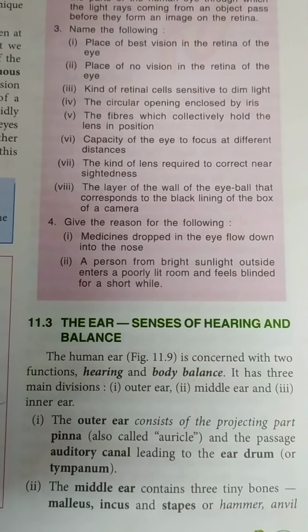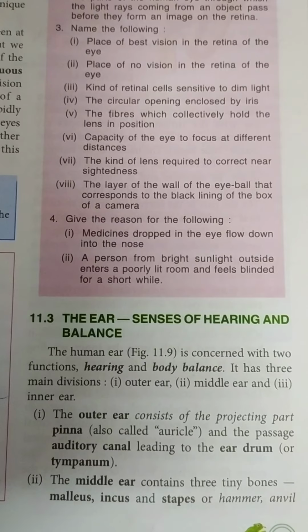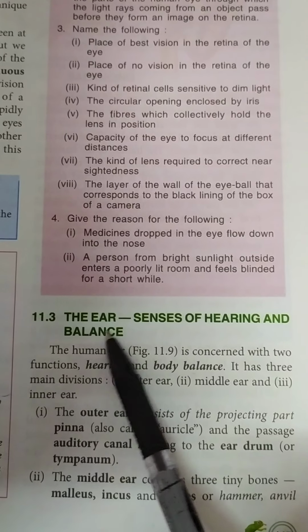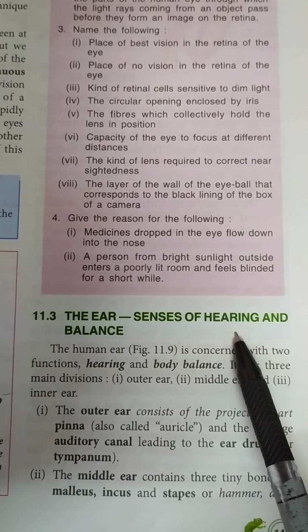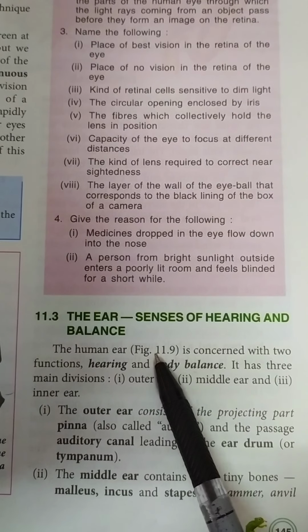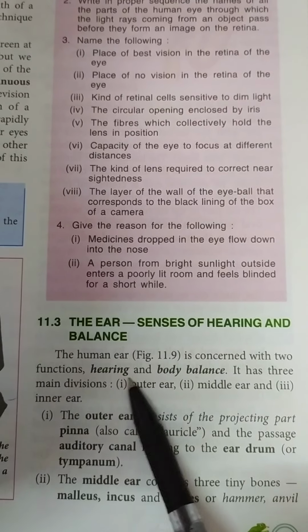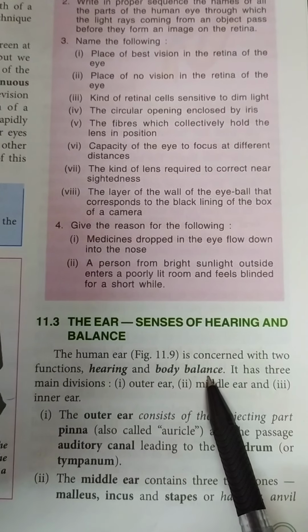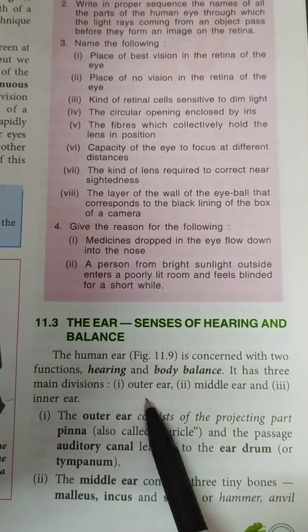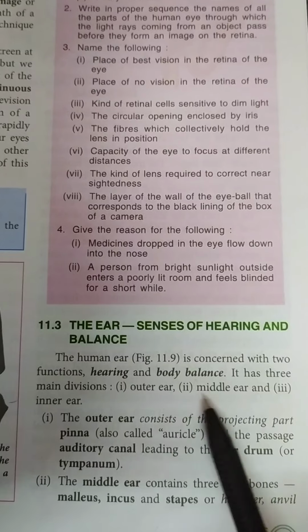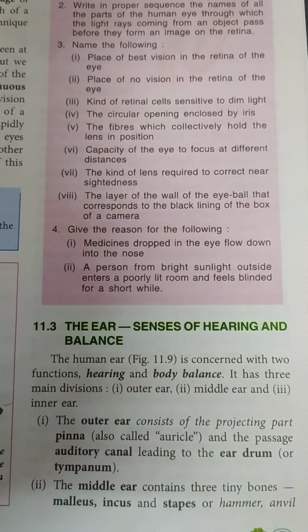Let us discuss another sense organ, the ear. Senses of hearing and balance. The human ear is concerned with two functions, hearing and body balance. It has three main divisions: outer ear, middle ear and inner ear.